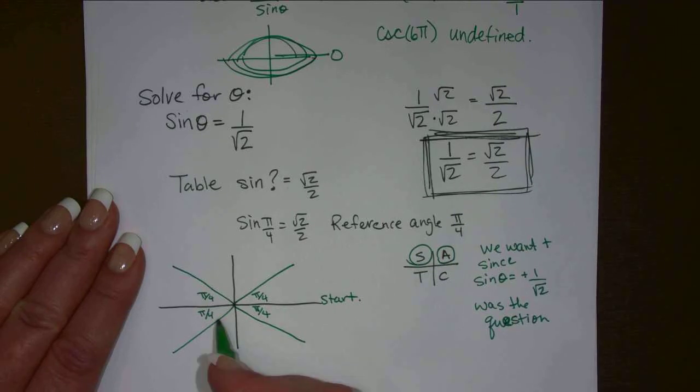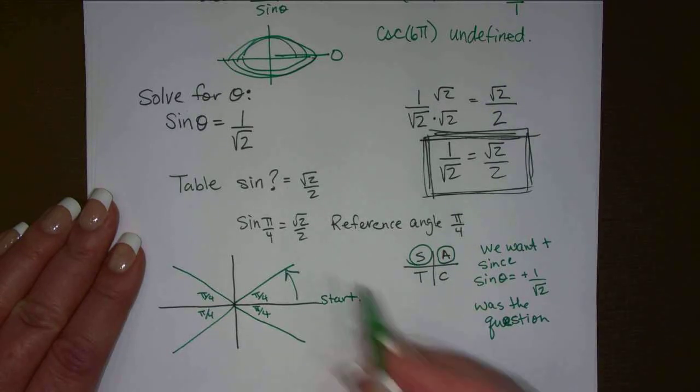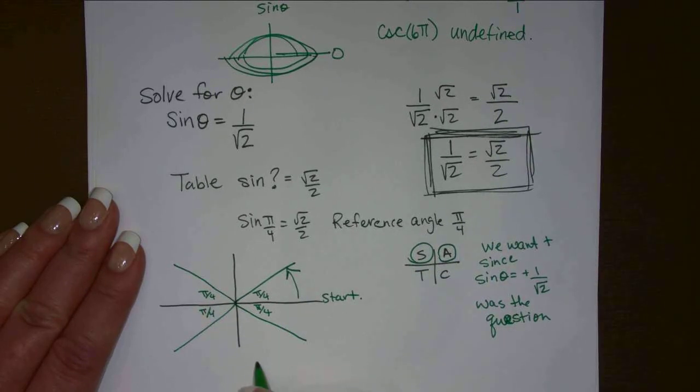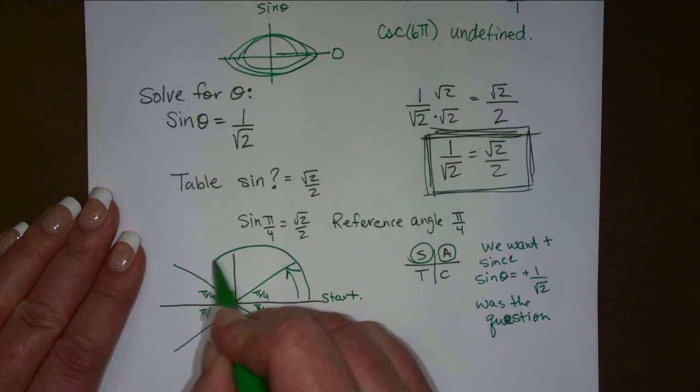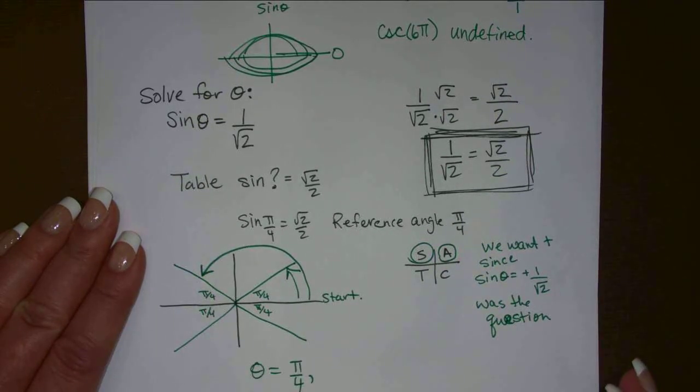Starting here, how big is this angle? Pi over 4. So that's one answer: theta can be pi over 4. Starting right here, how big is this angle? How many pieces is that? 3. 3 pi over 4.